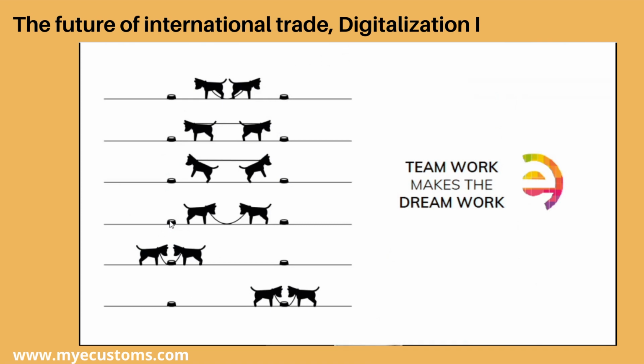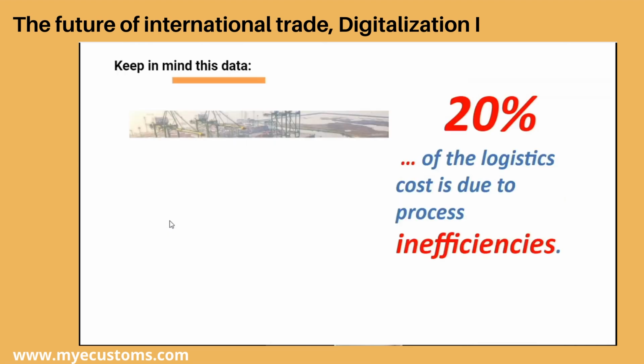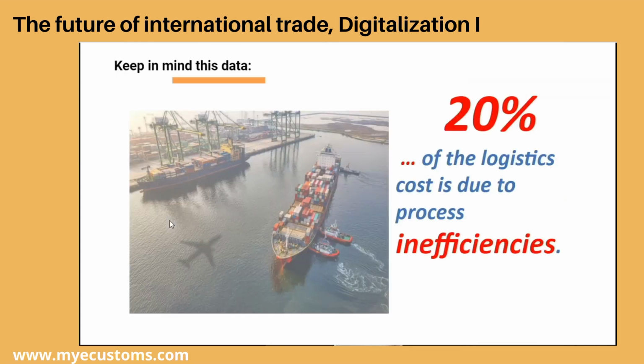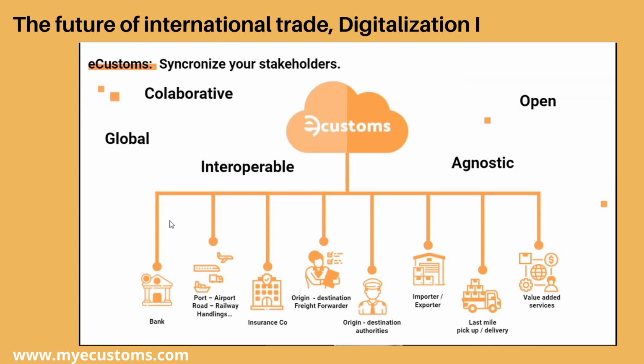So till now, we are not very used to collaborating, we are used to competing. So this is the first thing that we have to change in our mindset. And I want you to keep one data point in mind: 20% of the logistics cost is due to process inefficiencies. So we have a wide range of opportunities to improve our processes. And that's why we decided to build eCustoms.